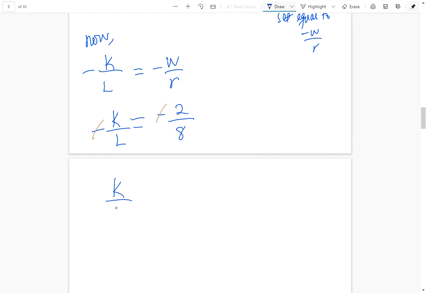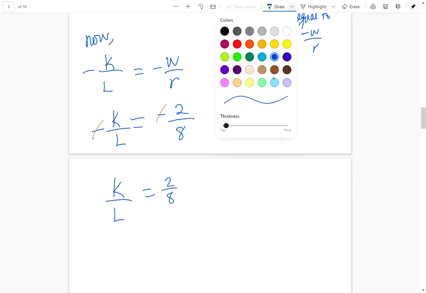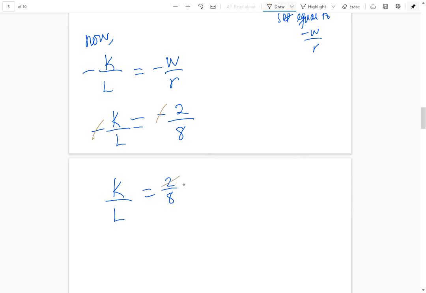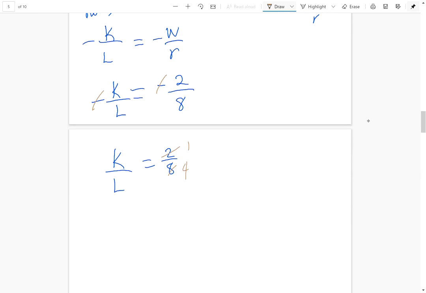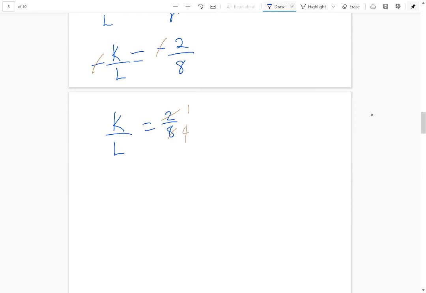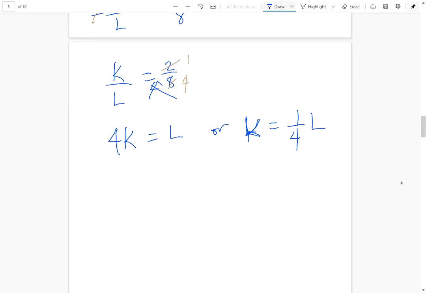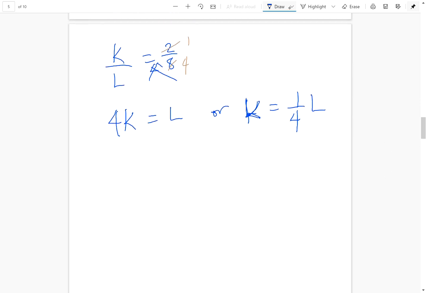So K over L is equal to 2 over 8, which can be reduced to 1 over 4. So we have K is equal to, actually 4K, because if we take those, cross multiply, is equal to L. Or K is equal to 1 over 4L. Okay? Let's use this one.